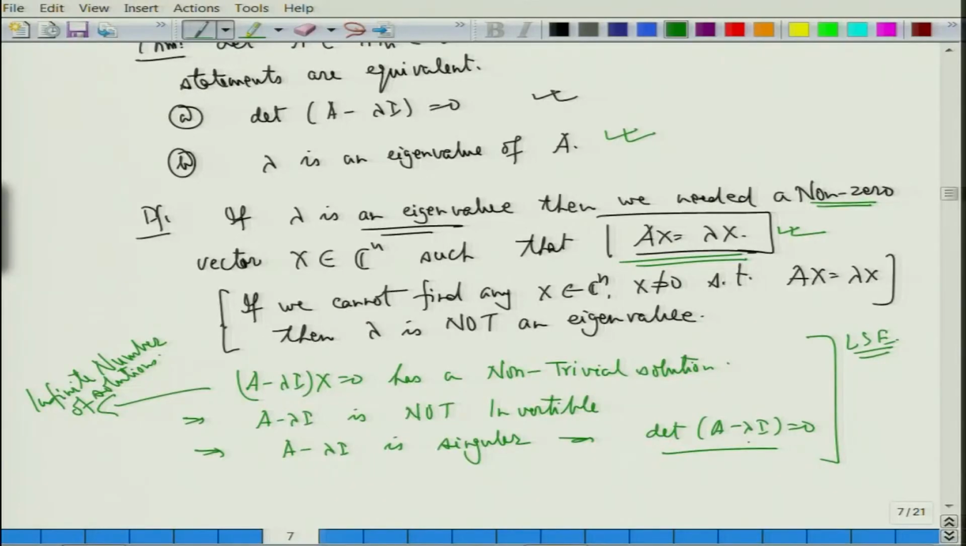Now the converse. Suppose determinant of A minus lambda I is 0. This will imply that A minus lambda I is singular. That will imply that A minus lambda I is not invertible, and therefore the system will have an infinite number of solutions. Since it has an infinite number of solutions, I can choose one which is non-zero and get my answer. Fine. So they are all equivalent. There is nothing special about it. Now some more definitions, what are called characteristic values and things like that.